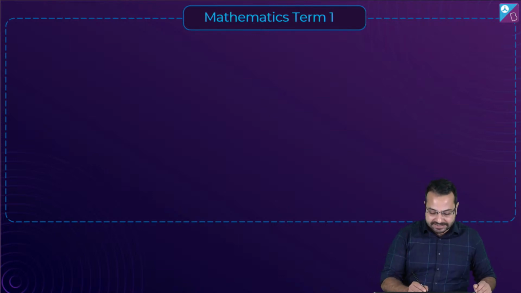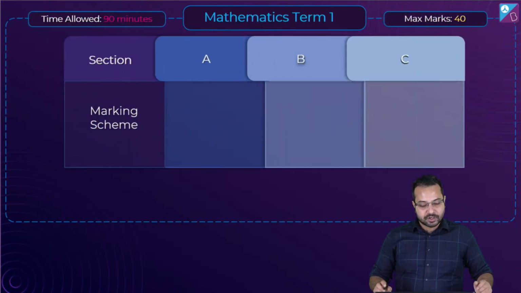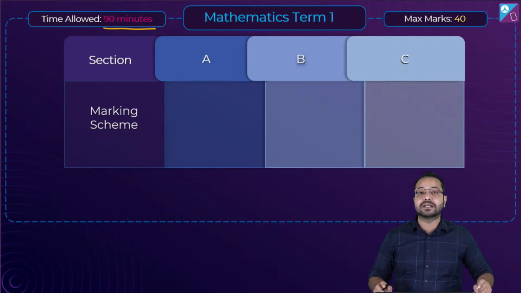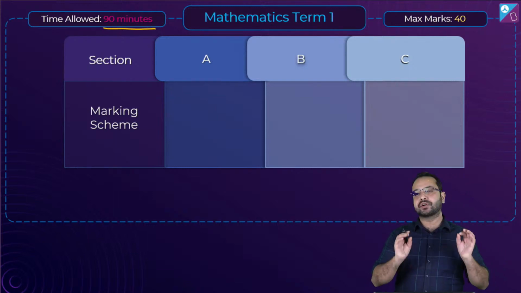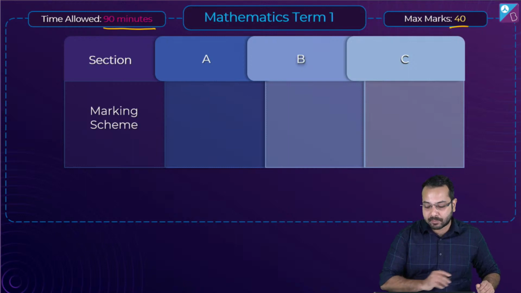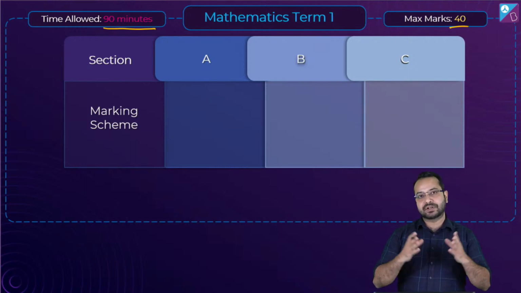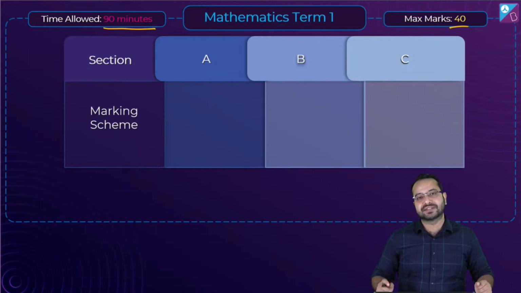So mathematics Term 1, you know that the time allowed is 90 minutes. So the paper has to be written in 90 minutes and the maximum marks is 40. Now this entire paper, the Term 1 paper, is divided into three sections: Section A, Section B and Section C.